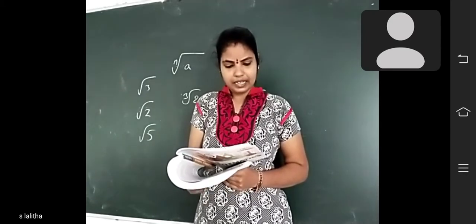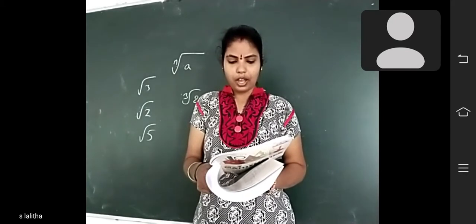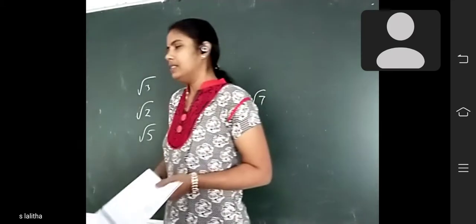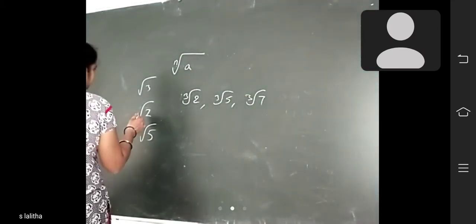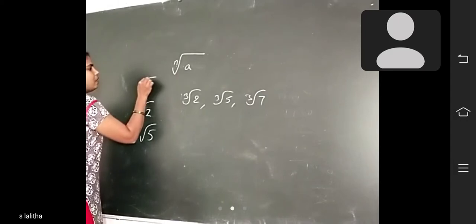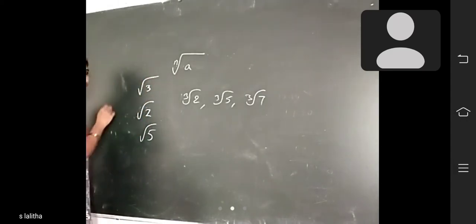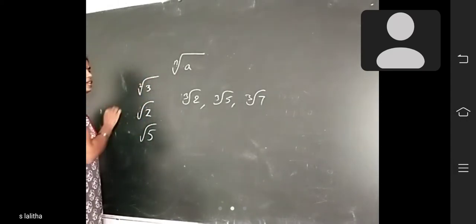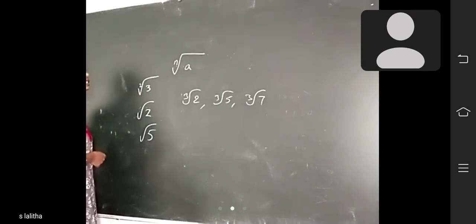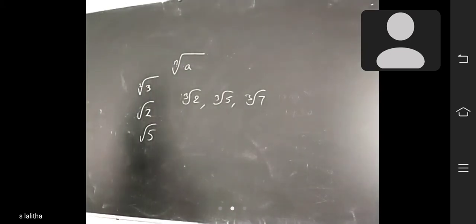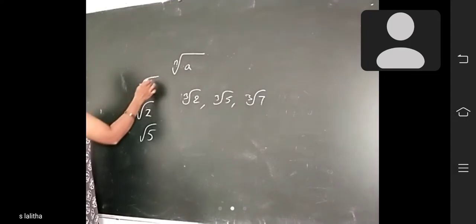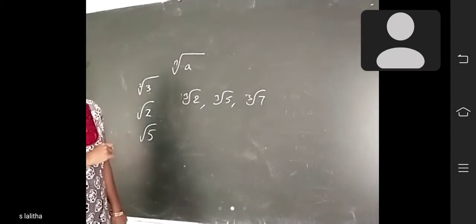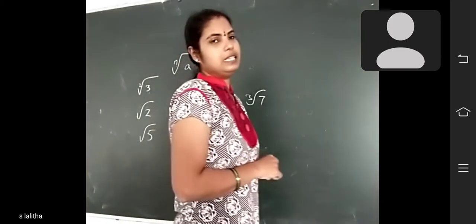Next, quadratic surd. A surd of order 2 is called a quadratic surd. That means this square root of 3. Square root of 3 means it is a second root, so that's why it is called a quadratic surd. Whether you write square root of 3 or 2 root of 3, anyone you write, that is called a quadratic surd.